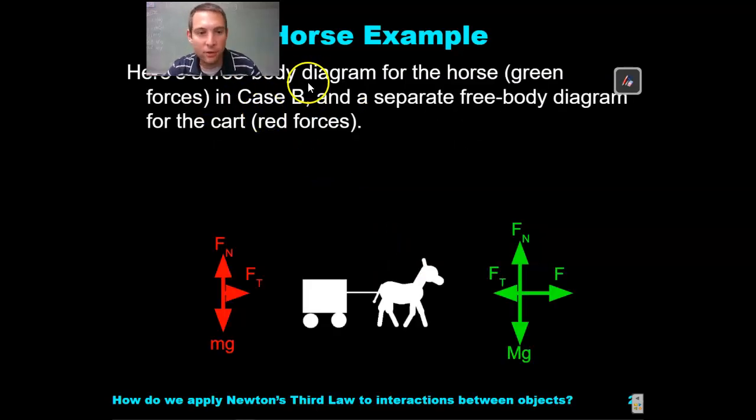Here's a free body diagram for the horse in case B, and a separate free body diagram for the cart with red forces. Because there are two objects within this system, we have to have two free body diagrams for the system. This is an example of Newton's second law, an unbalanced force in a free body diagram. Having a second object with Ft, Ft, that is an example of Newton's third law.